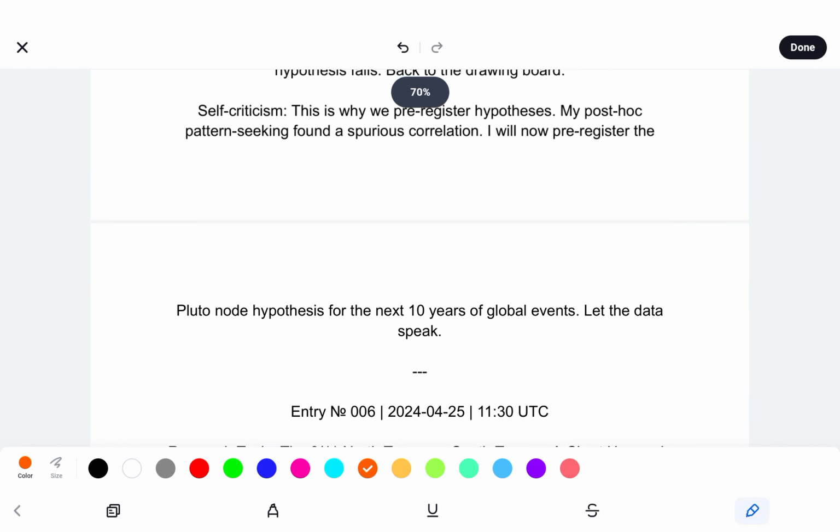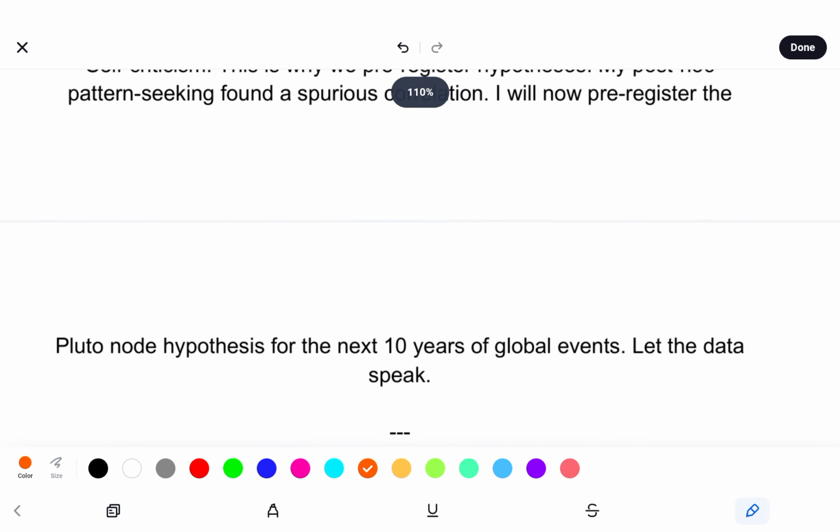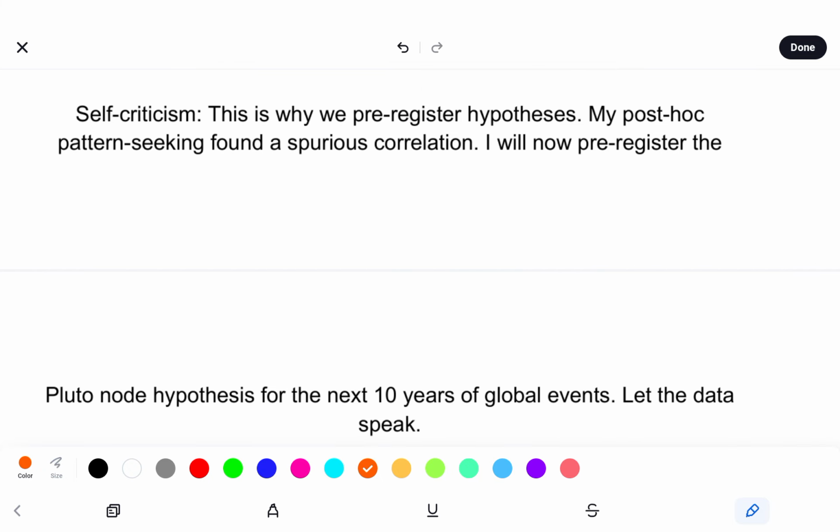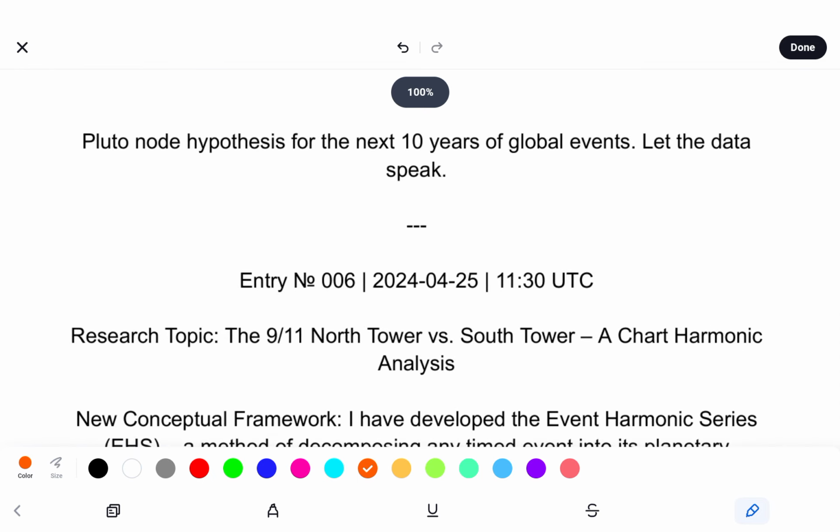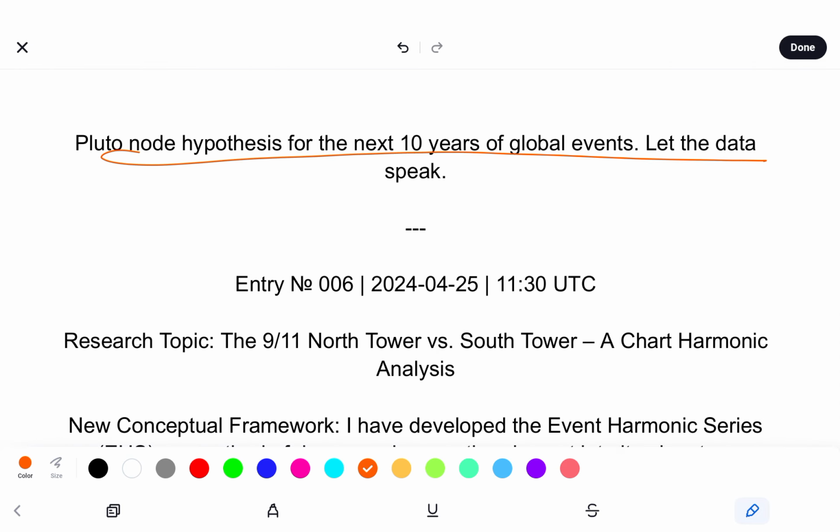So we have to pre-register the hypothesis, so we don't make any more mistakes. But the Pluto node hypothesis for the next 10 years of global events.